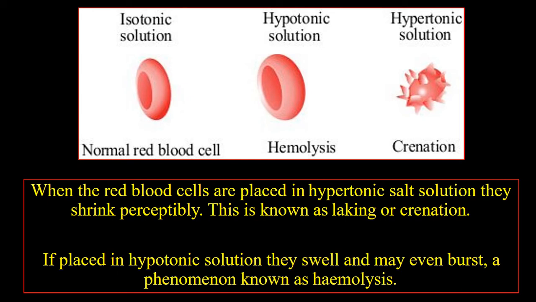All this can be readily demonstrated with human red blood cells. A solution of 0.9% sodium chloride is isotonic with human cells, and if red blood cells are placed in such a solution, they will neither shrink nor swell.